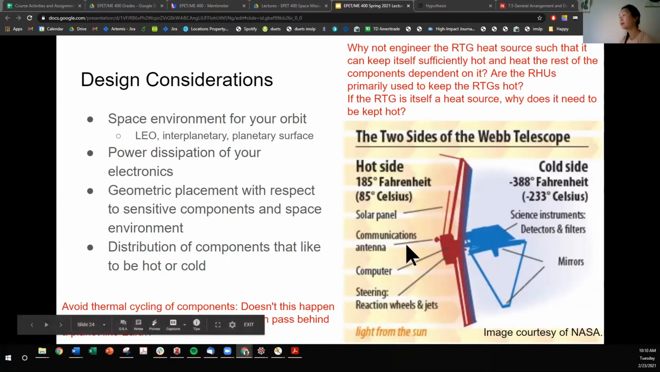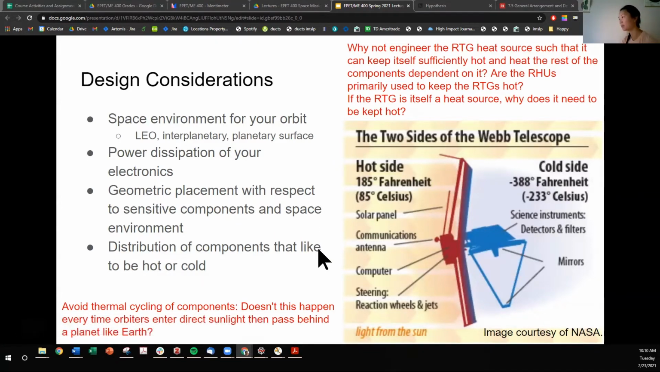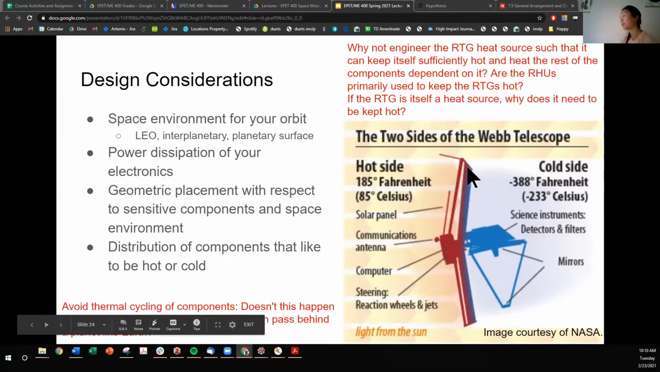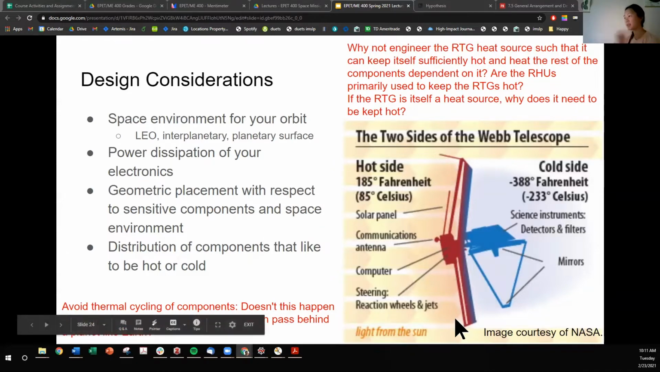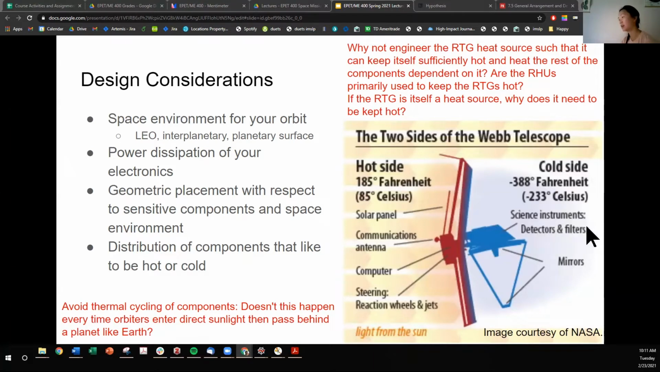There's a hot side, which is facing the brunt of the sun, the solar radiation, and then there's a cold side, where this heat shield separates the hot and the cold side. So yeah, you can see this geometric placement in play here, where this hot side is facing the sun, the instruments such as the detectors and filters are facing away. And you can see the distribution of components.